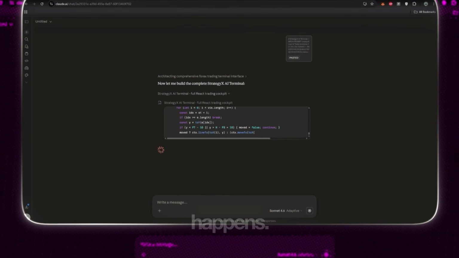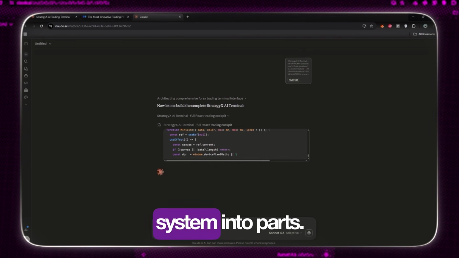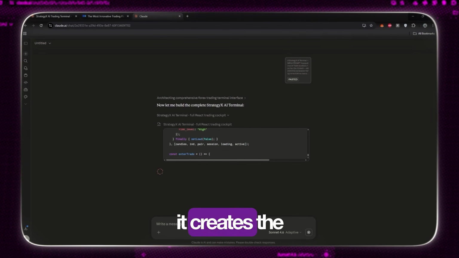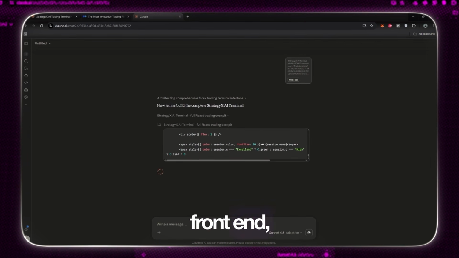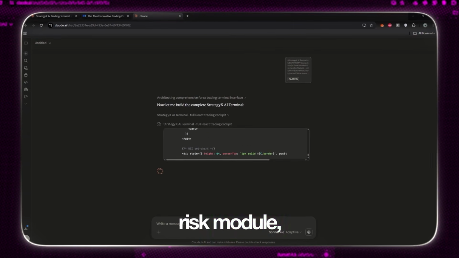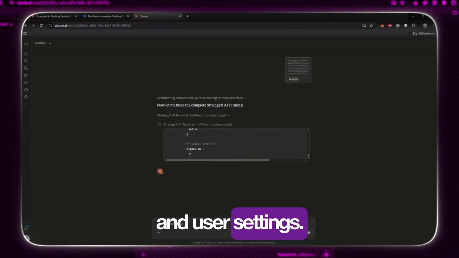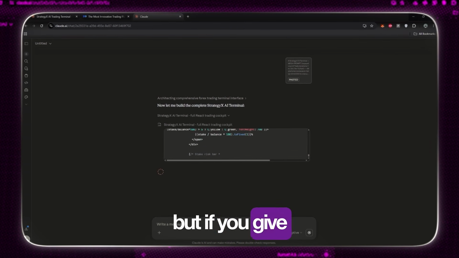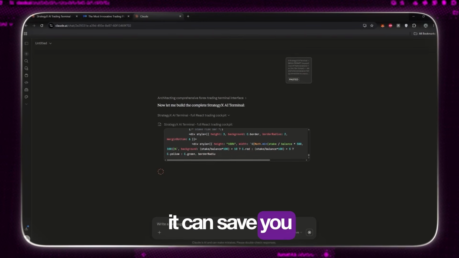Now watch what happens. Claude starts breaking the system into parts. It doesn't just create one random page. It creates the product logic: front end, back end, chart layer, signal engine, risk module, trade journal, and user settings. This is why I keep saying AI is not magic, but if you give it the right structure, it can save you weeks of work.